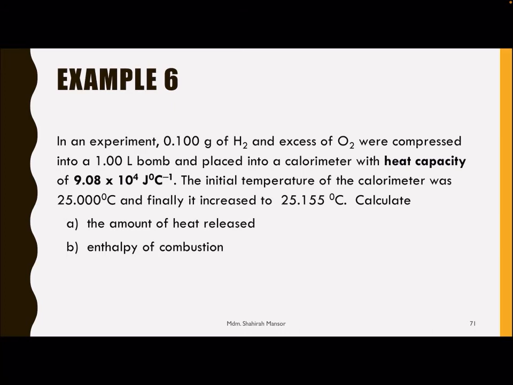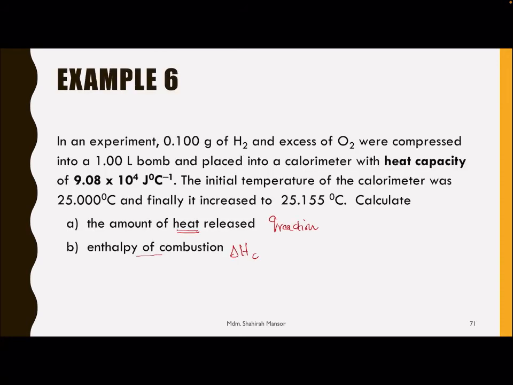So the amount of heat release is our Q reaction, and enthalpy of combustion is delta HC. So these are the two important things that you have to find in this question. You need to find the Q reaction and also the enthalpy of combustion, delta HC.